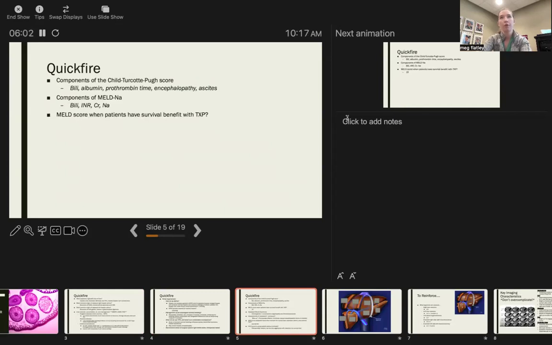What MELD score confers a survival benefit with transplant? 15.